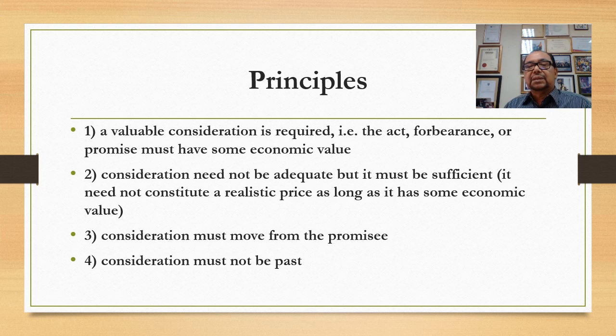For example, I want to sell a house. The market price is 100,000, but I sell you at 80,000, still valid. It doesn't mean it must be 100,000, but I agree to sell you at 80,000 and you agree to buy, still valid. Not necessary you must buy at the market price of 100,000. That's what they're trying to say.